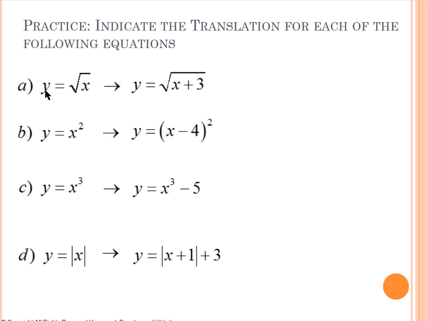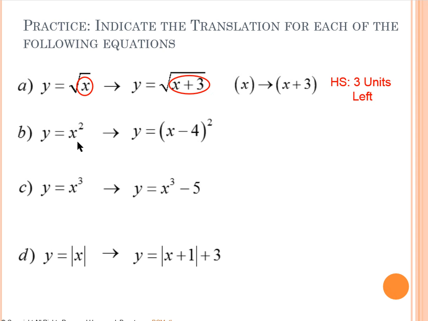For question A, I have y equals the square root of x, and that's being changed from the square root of x to the square root of x plus 3. What kind of translation does that represent? Well, here's my x variable, and I notice that my x variable is being changed from x to x plus 3. Since x is being affected, this is a horizontal translation. And since I have a plus 3 there, what's the opposite of plus? The opposite of plus means that we're moving to the left. So x is being changed from x to x plus 3, which represents a horizontal translation, and I'm simply moving 3 units to the left.